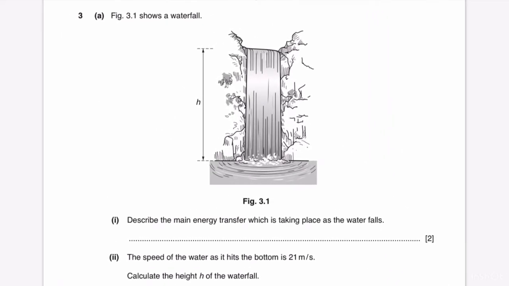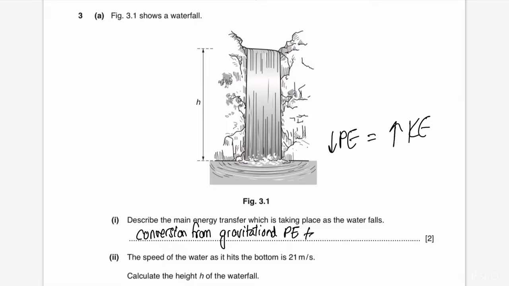Next question. Figure 3.1 shows a waterfall. Describe the main energy transfer which is taking place as the water falls. The height is decreasing, so the potential energy decreases. And when potential energy decreases, it leads to an increase in kinetic energy. So that's what I write: conversion from gravitational potential energy to kinetic energy. We know it's gravitational because it is affected by height, unlike electrical potential energy, which is inside batteries.